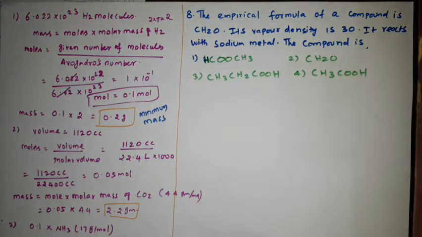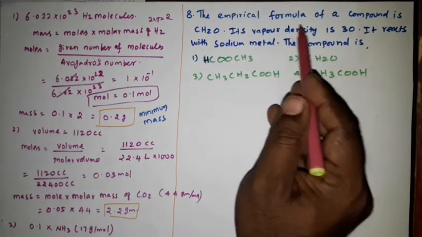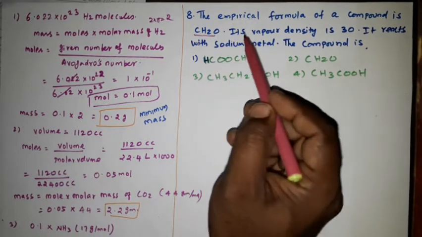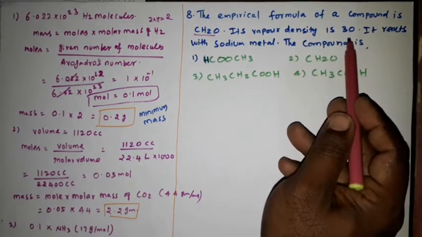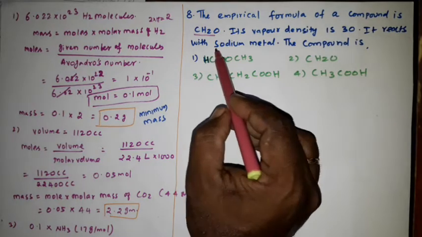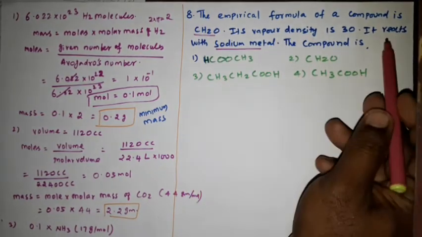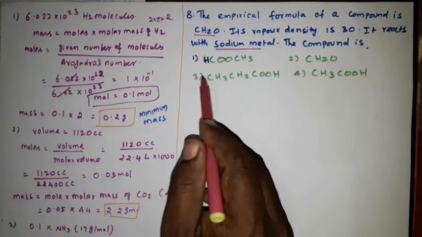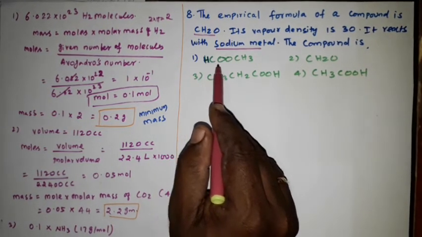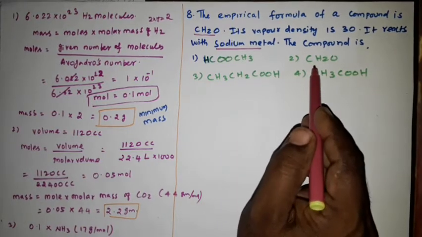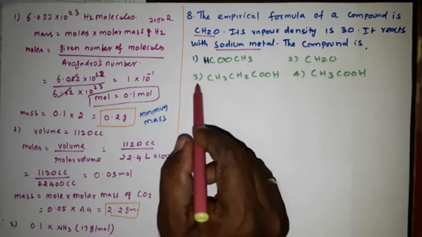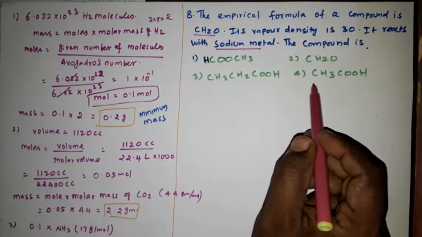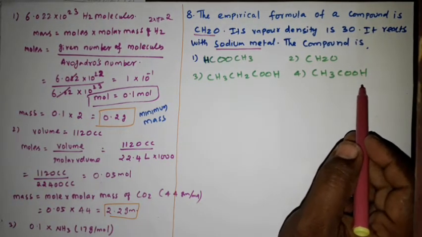Question number 8. The empirical formula of a compound is CH2O. Its vapor density is 30. It reacts with sodium metal. See, that compound reacts with sodium metal. So the compound is, 4 options: Option 1 HCOOCH3. Option 2 CH2O. Option 3 CH3CH2COOH. Option 4 CH3COOH. Okay.